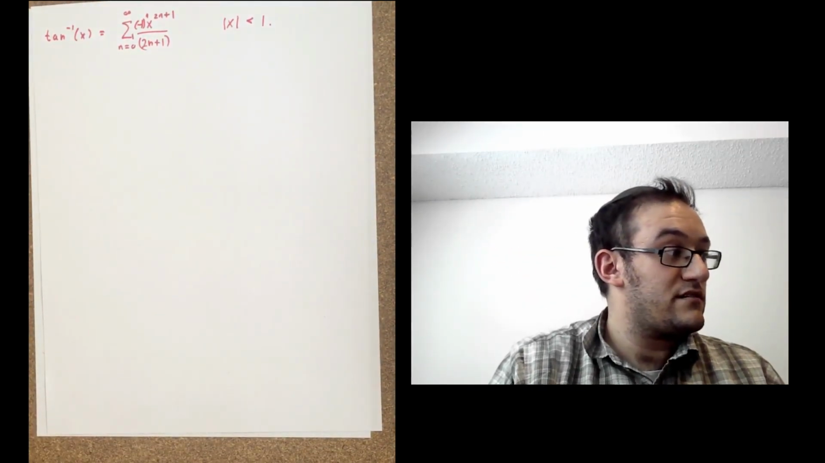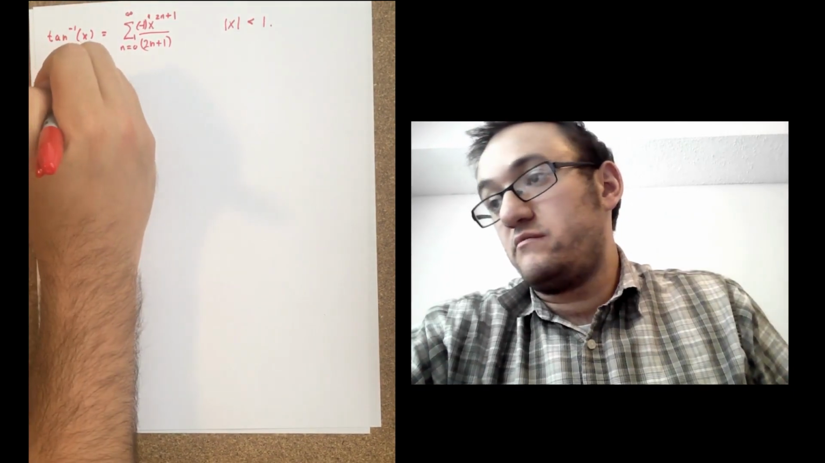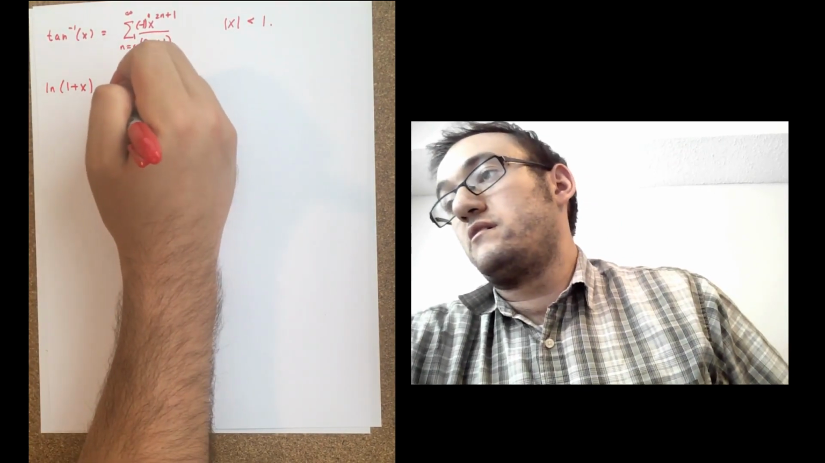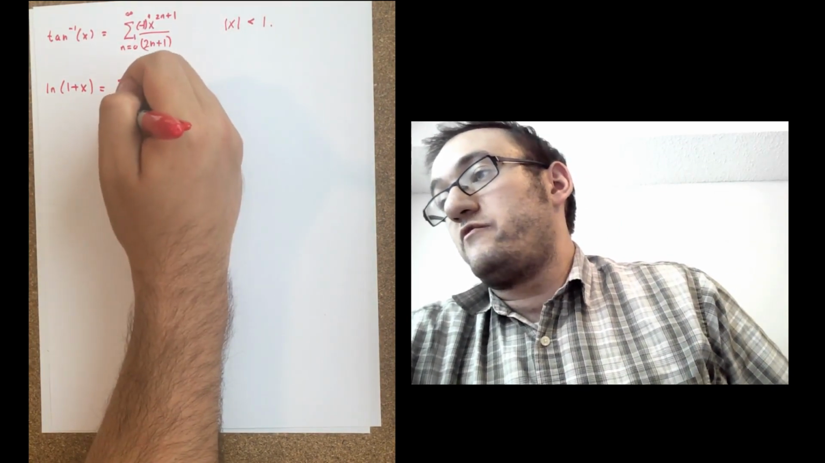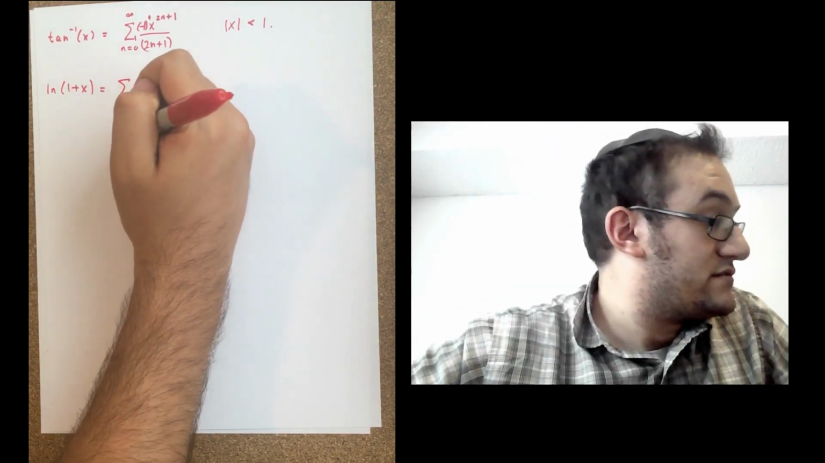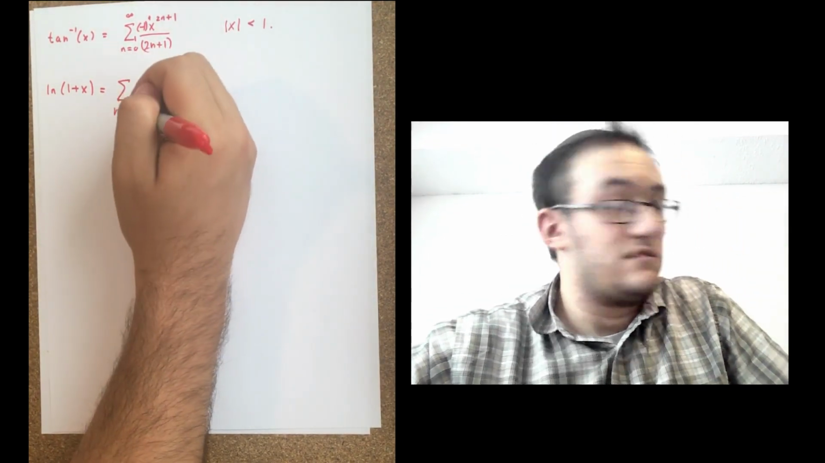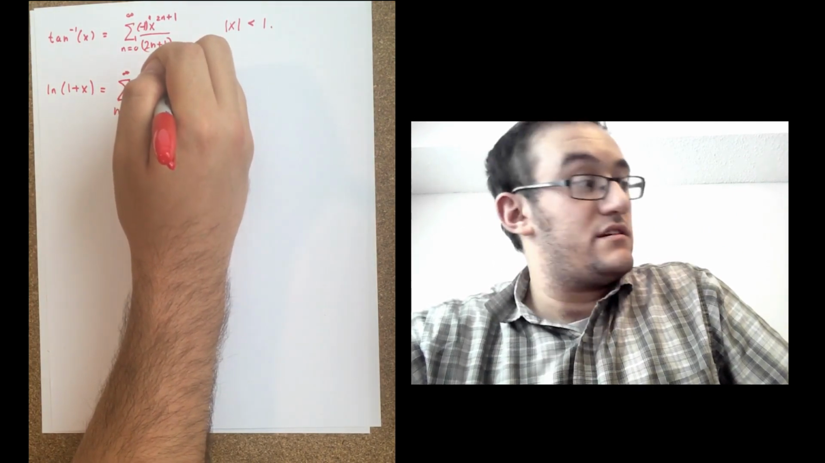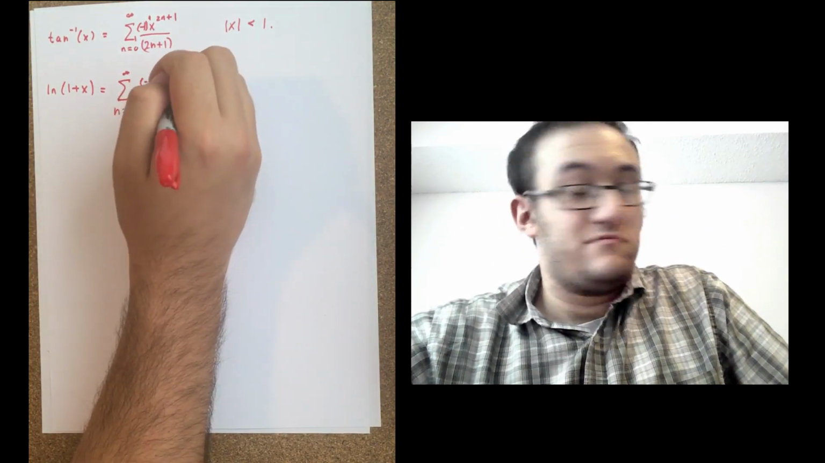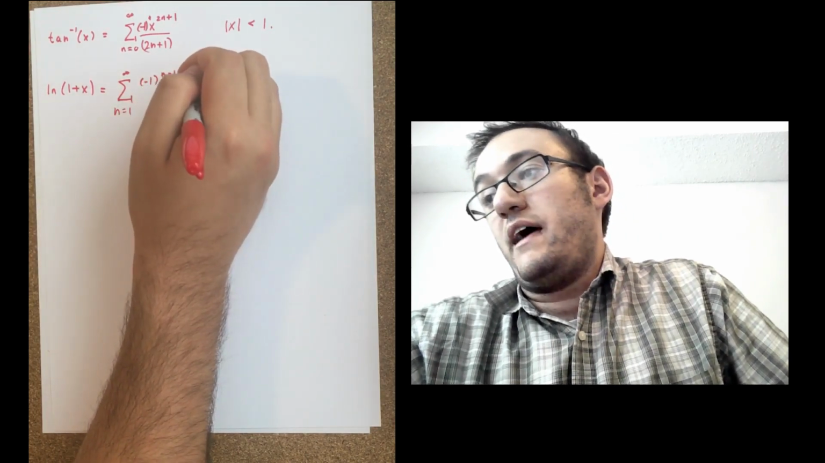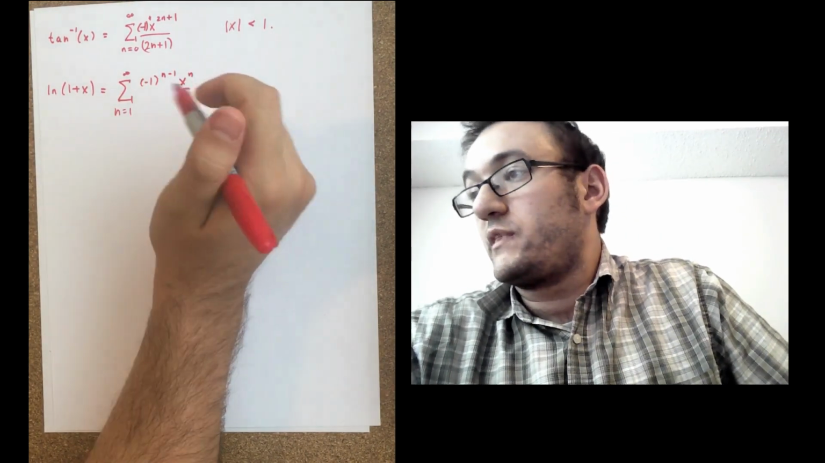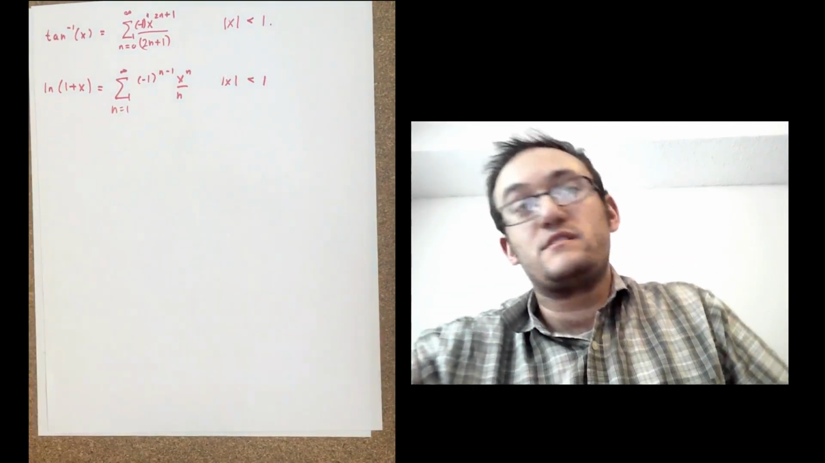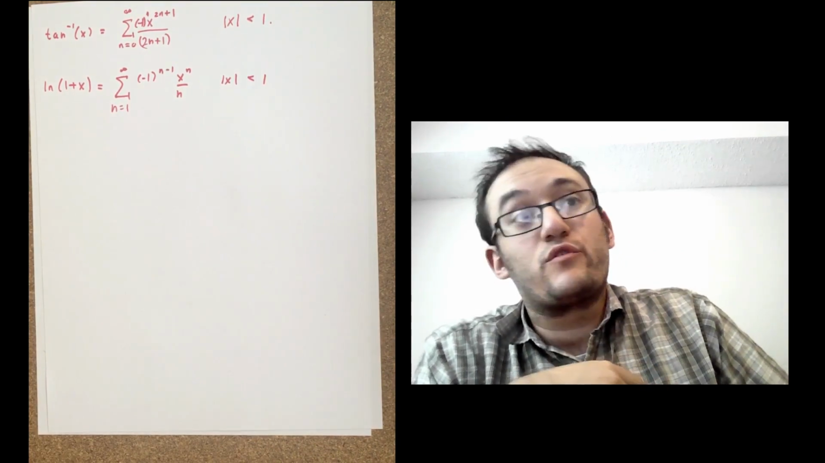And the next one I want to mention is ln of 1 plus x. This is given as the sum from n equals 1 to infinity of minus 1 to the n minus 1, x to the n over n. This is also true for absolute value of x less than 1, and this is what you'll get from integrating 1 over 1 plus x.